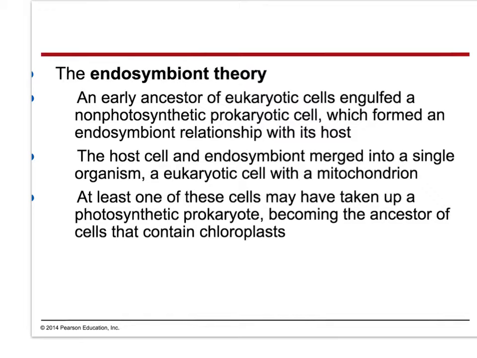you get the merging, you end up with the mitochondria, and then at least one of these cells may have taken up a photosynthetic prokaryotic cell. So first, there's an engulfing of the mitochondria that establishes eukaryotic cells, and then at least one of those cells engulfed a chloroplast and then gave rise to photosynthetic eukaryotic cells, such as plants and other cells that contain chloroplasts. So there's a progression there.